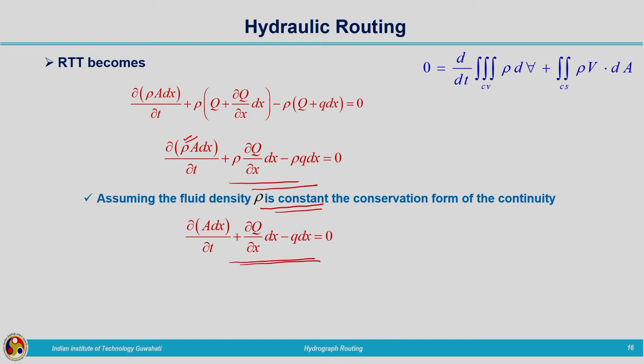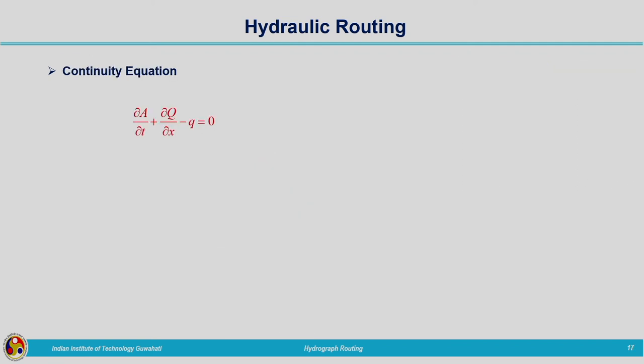So, the conservation form of the continuity equation can be written as ∂A/∂t dx plus ∂Q/∂x dx minus q dx is equal to 0. Now, we are going to divide the equation throughout by dx. So, we will get the equation in the simple form ∂A/∂t plus ∂Q/∂x minus q is equal to 0. So, this is our continuity equation. In the cases in which lateral inflow is not there, q can be considered as 0, and the equation takes the form ∂A/∂t plus ∂Q/∂x equal to 0.